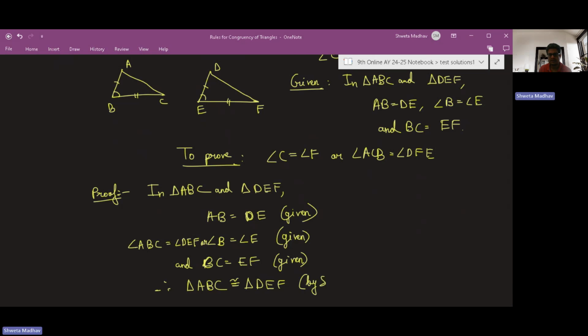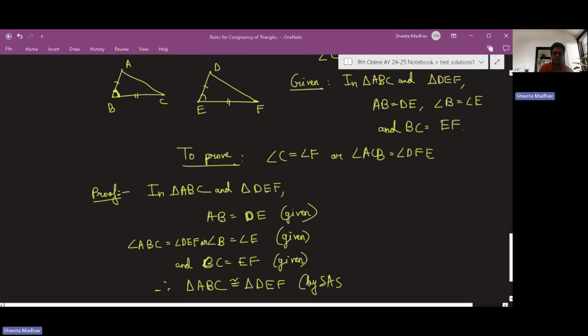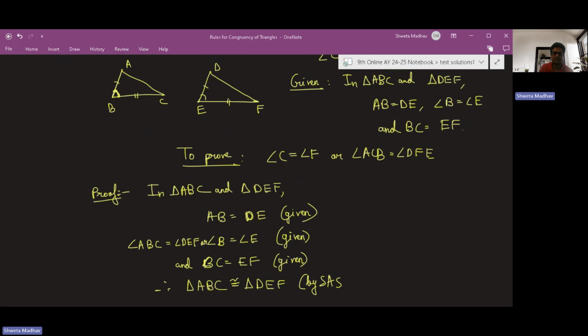By the SAS rule, as you can see, angle B is the angle included between the two sides which we have considered. We have considered the sides AB and BC. So angle B only is the angle included between the two sides, hence angle B only we have to take. In the SAS rule we should consider only the included angle, not any other angle.